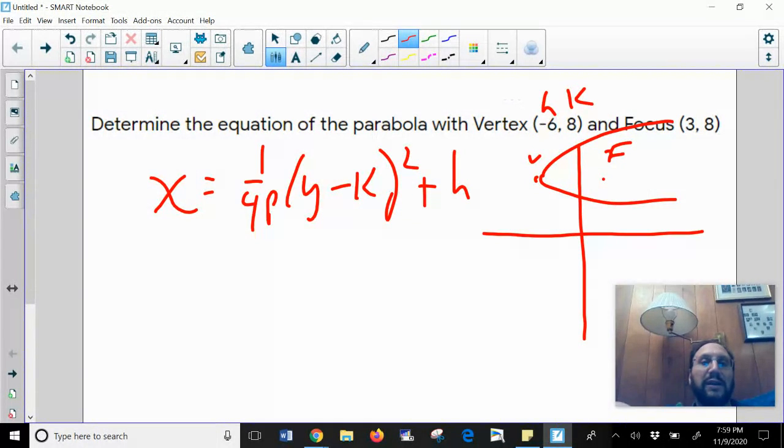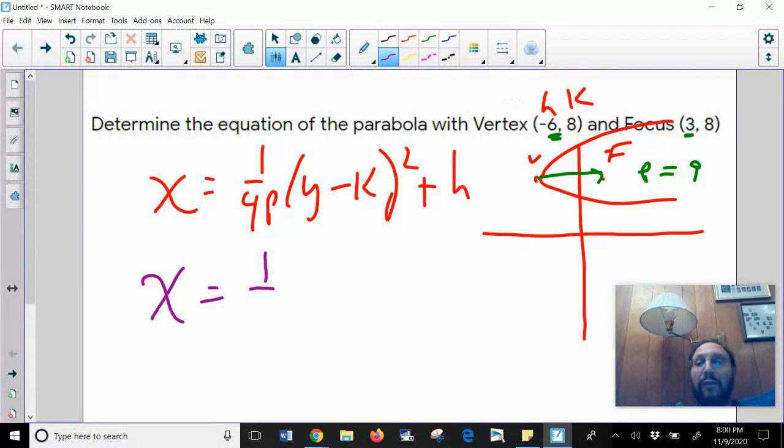The only piece of missing information is the p-value. The p-value is the distance that it goes from the vertex to the focus. In other words, from -6 to +3, because the 8s are the same. So from -6 to +3 is 9 units. Therefore, the p-value is 9. The h and k values are given, so I can write my answer.